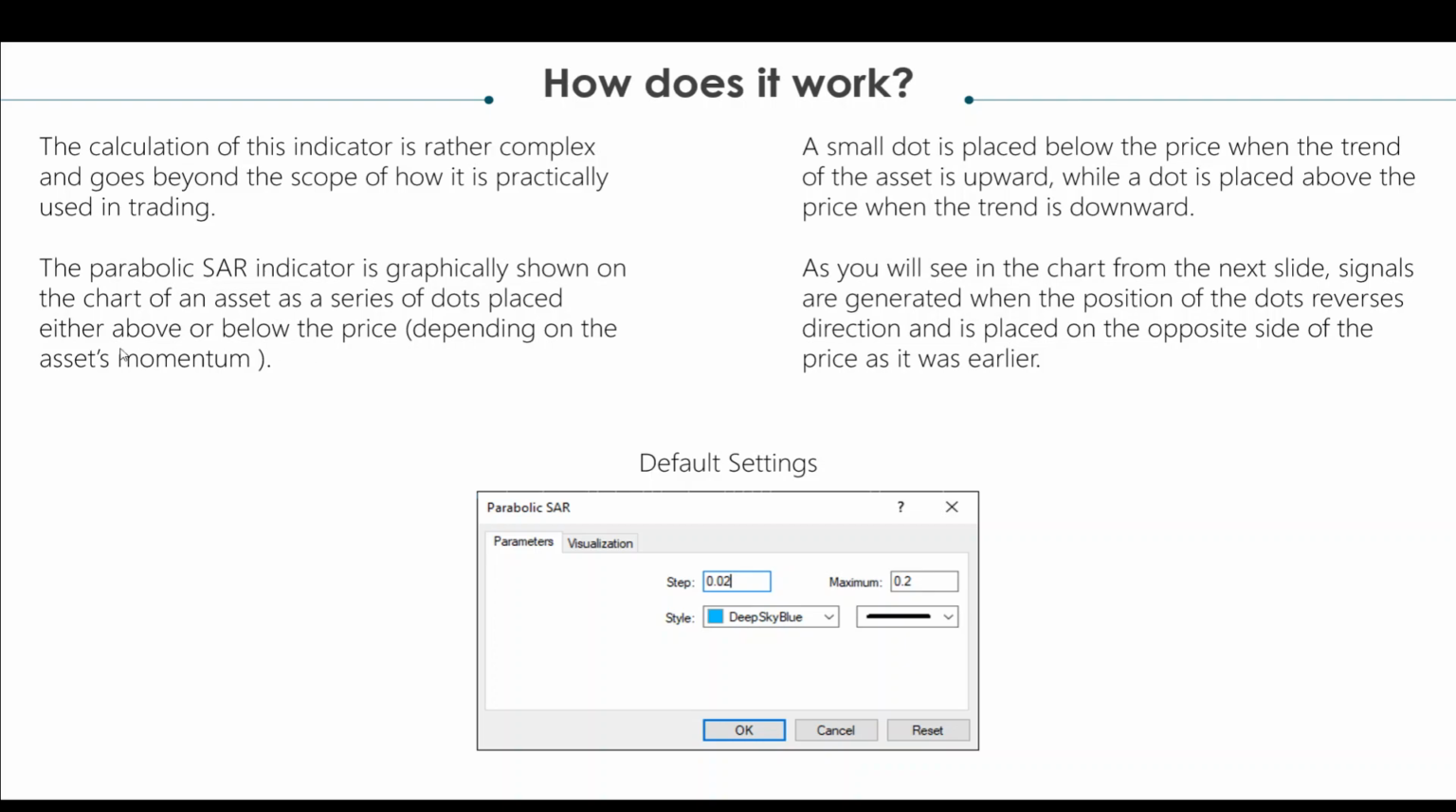so the Parabolic SAR is shown on the chart as small dots. So you have the bars and you're going to see a dot below or above the bar, and the position of the dot, whether it's going to be below or above, depends on the trend. So as a rule of thumb, we can say that when the trend is moving up, when we have a bullish trend, meaning higher highs and higher lows, the dots are going to be below the candles or the bars, and vice versa. When we have a bearish trend or downtrend, the dots are going to be on the very top of it.